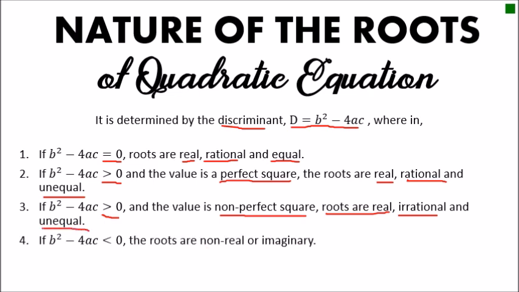Okay? Next, if the discriminant is less than 0, ito yung mga negative integers. Ang roots natin ay non-real or imaginary. And na-discuss ko na din sa inyo yung mga imaginary numbers. Okay po. So, paano po ba yun? Let's have example number 1.